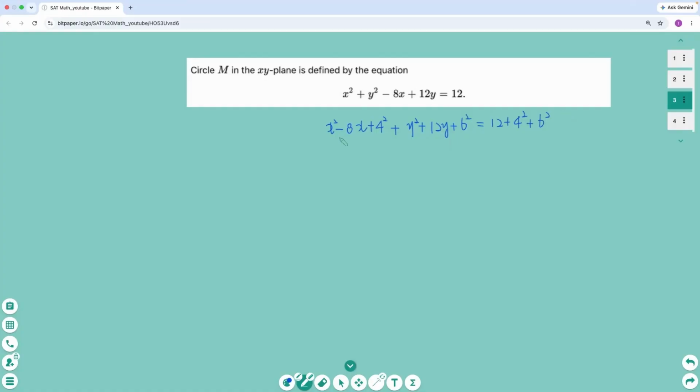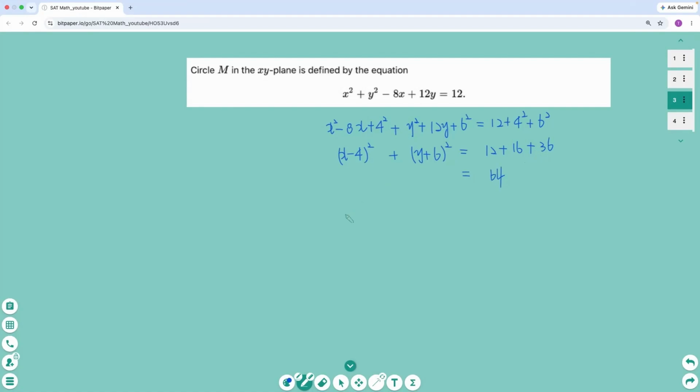Let's factor x² − 8x + 4². It's a perfect square trinomial. It's going to be (x − 4)². We can also factor y² + 12y + 6², which is (y + 6)². On the right, 12 + 16 + 36. 12 plus 16 is 28. 28 plus 36 is 64.